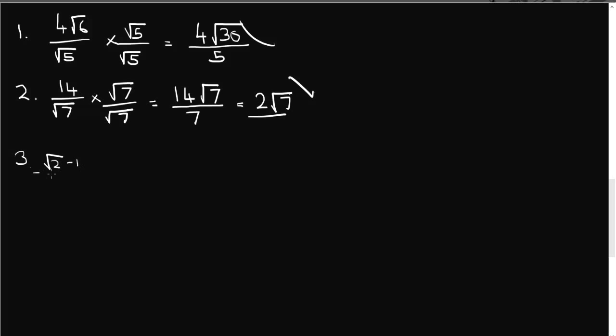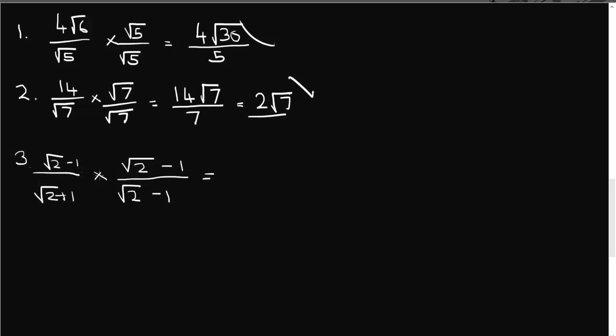We've got root 2 minus 1 over root 2 plus 1. Don't let that throw you, we just multiply top and bottom by the conjugate, which is root 2 minus 1. So multiply top and bottom by root 2 minus 1. So we've got root 2 minus 1 at the bottom.